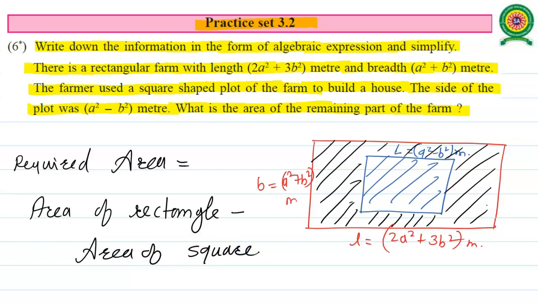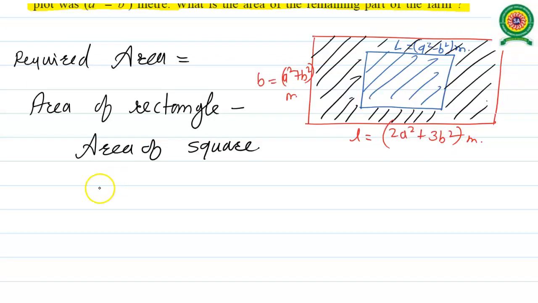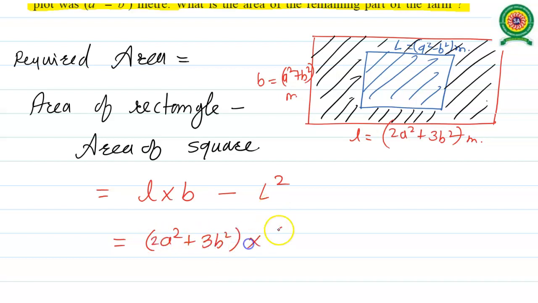Now, everyone knows the area of a rectangle is of the form length into breadth. So the required area is length into breadth minus the area of the square. We write L square, where L is the side of the square plot. Now look: the length of the rectangle is a square plus b square, the breadth of the rectangle is 2a square plus 3b square, and minus the square of the side, where the side is a square minus b square, and the whole square.